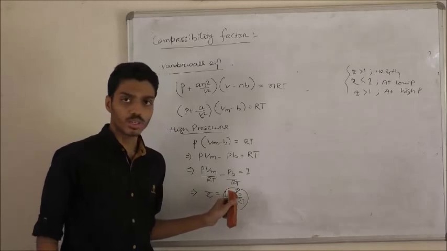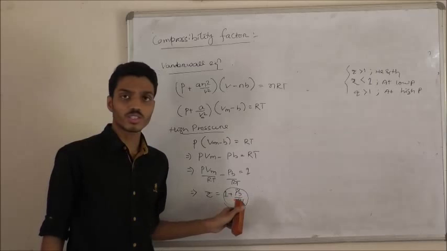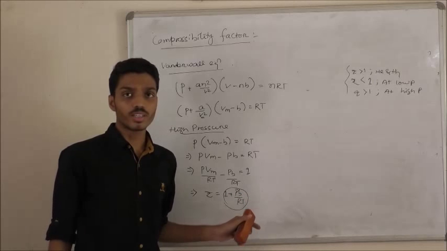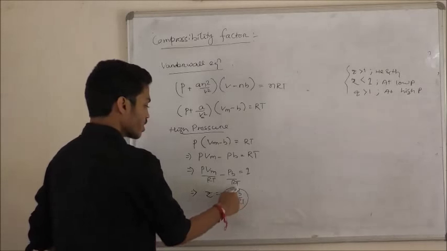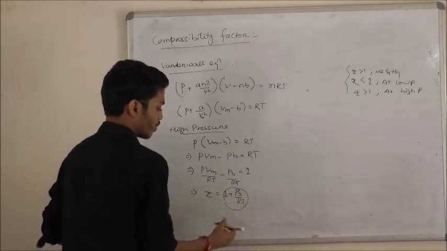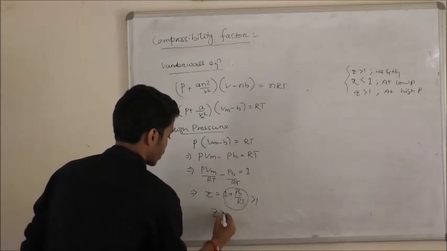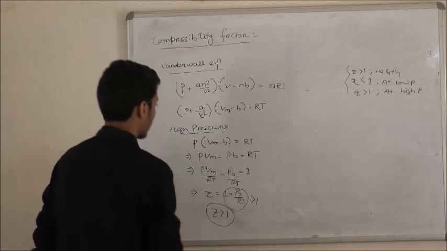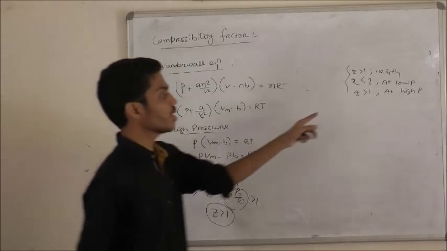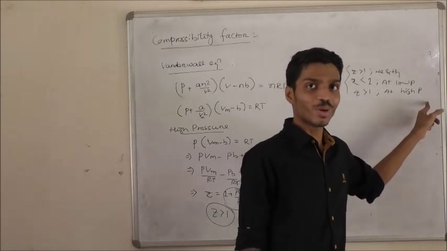So Z = 1 + Pb/RT, where P is pressure, b is a constant, R is the gas constant, T is temperature. So obviously it is a positive term. Since this is a positive term, 1 plus a positive term is greater than 1. So here Z is greater than 1, and we found at high pressure Z is greater than 1. Okay, it's verified.